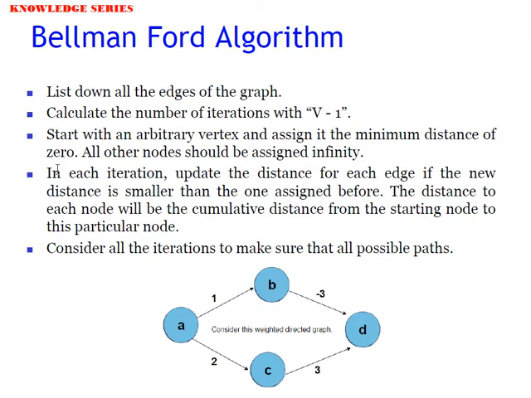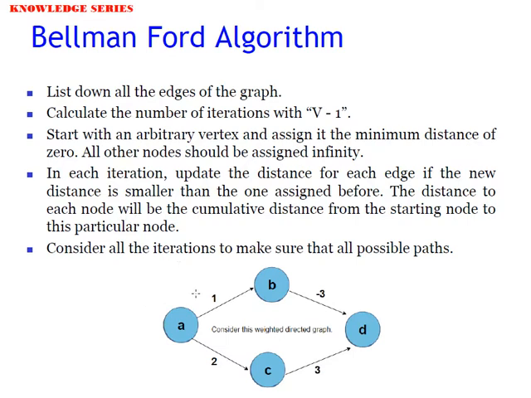The third step is to start with an arbitrary vertex and assign a minimum distance of 0. That means if you are starting from A, you consider its distance equal to 0 because it is the starting point. And all the other nodes you can assign as infinite. This is infinite, this is infinite, this is infinite. So all other nodes are assigned infinite, since we are exaggerating the actual distance from A.